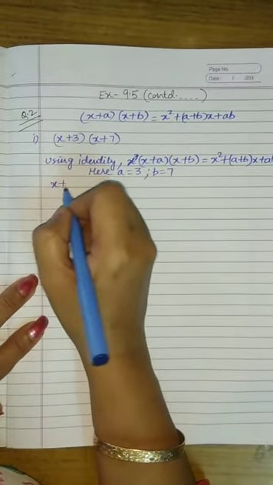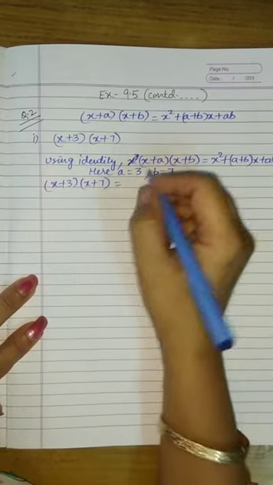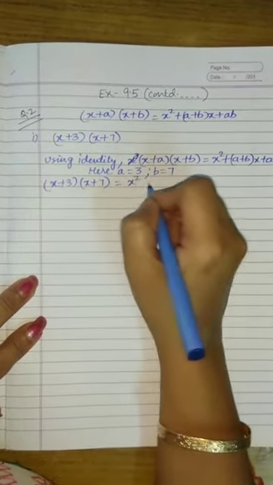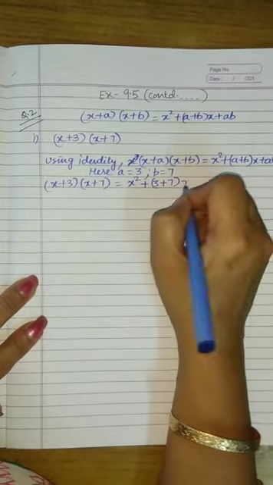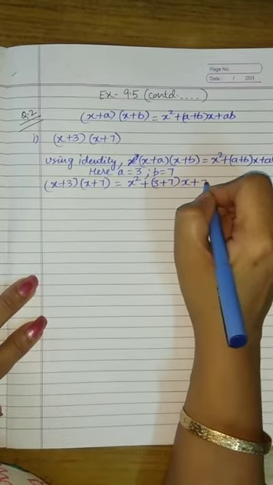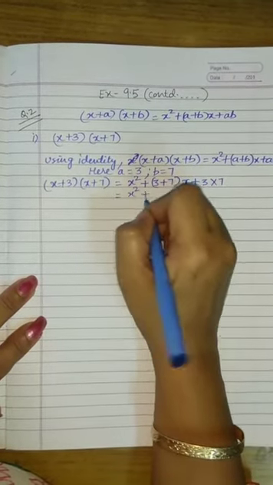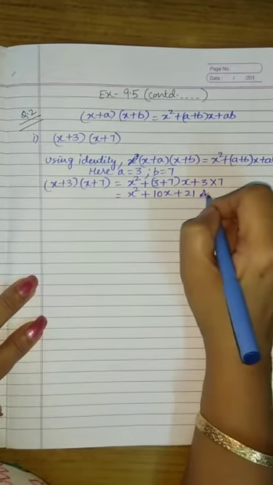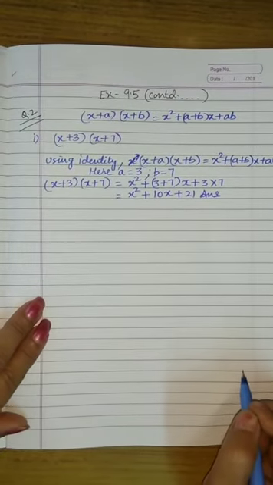So (x + 3)(x + 7) is equal to x², means first term square, that is x², plus (a + b), that is 3 + 7, then x, plus a into b, means 3 into 7. So it becomes x² plus 3 plus 7 is 10, 10x plus 21. So we got our answer as x² + 10x + 21.